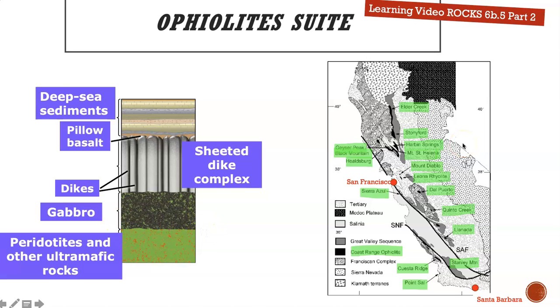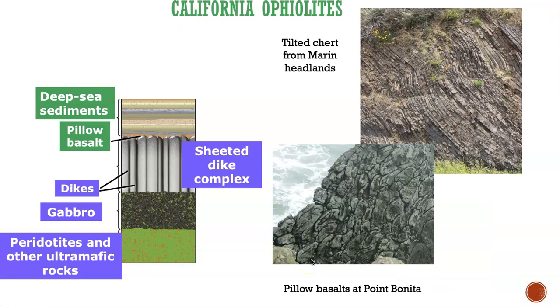And as I mentioned in that other video, in California we have lots of ophiolites. Here are places where we have pieces of the Coast Range ophiolite. We have other ophiolite suites as well. Here are a few pictures of some in California. The deep sea sediments are represented quite nicely by the Marin Headlands tilted chert beds. Cherts are sedimentary rocks that form at the seafloor, and they've been tilted and brought to the surface here.